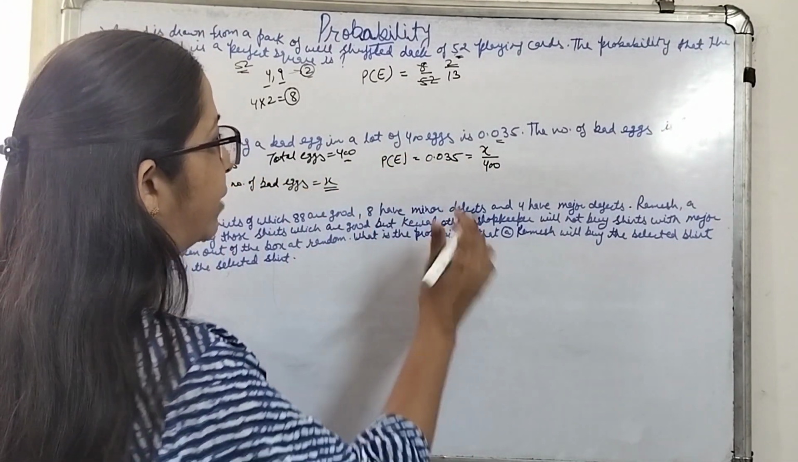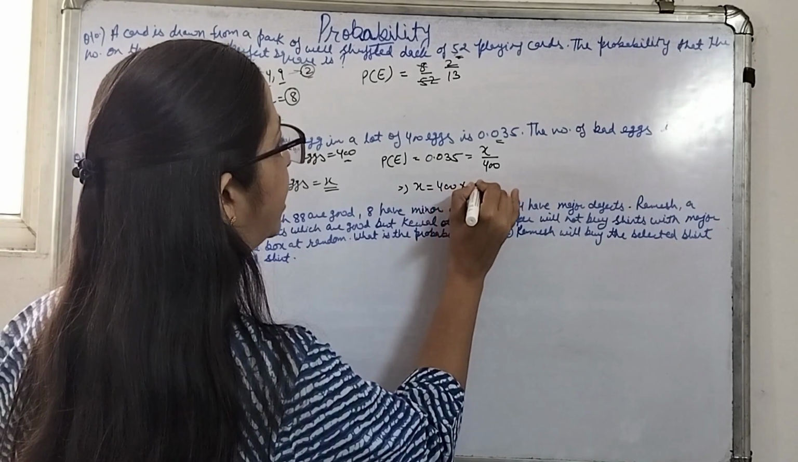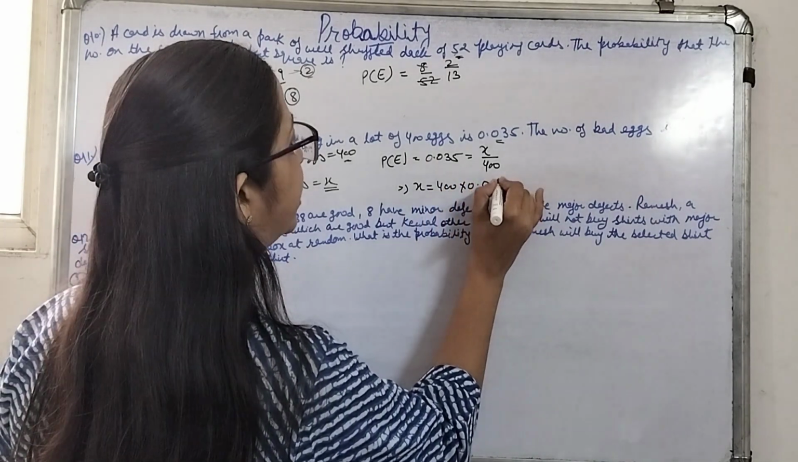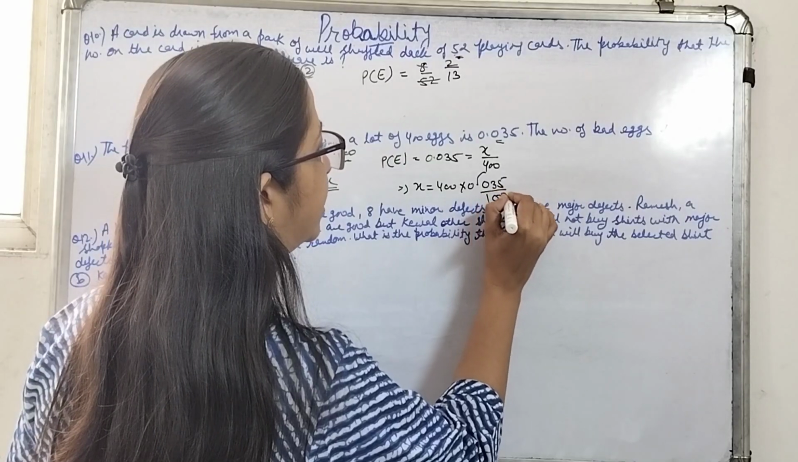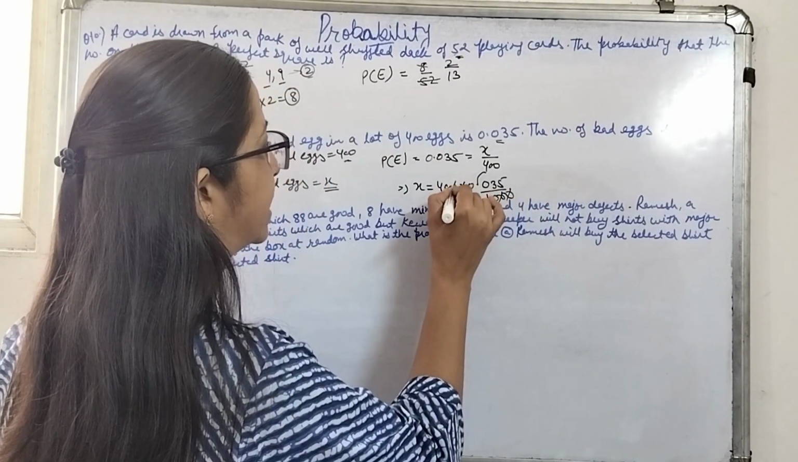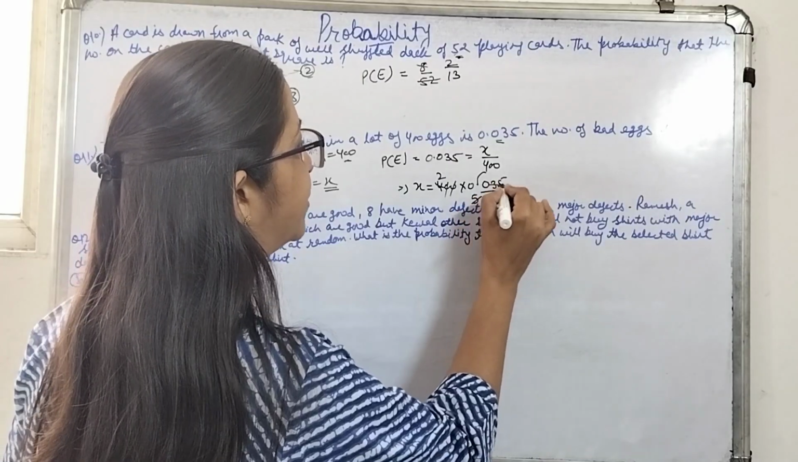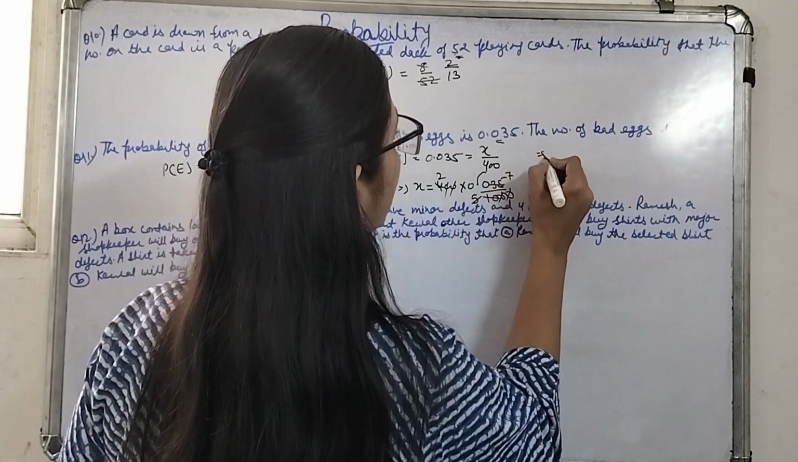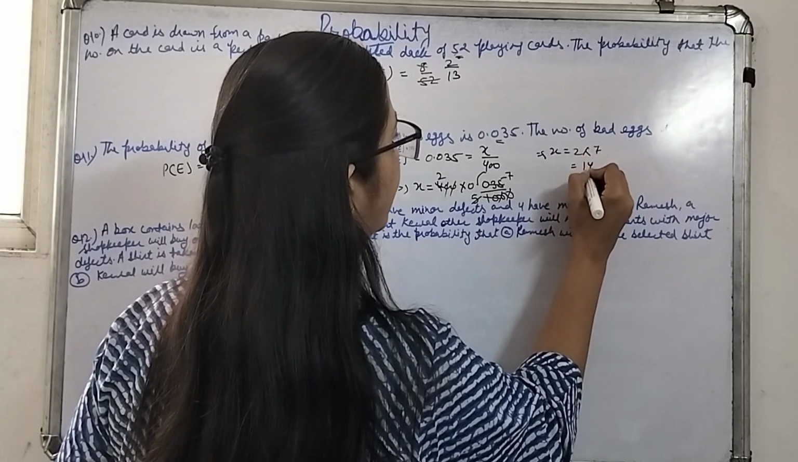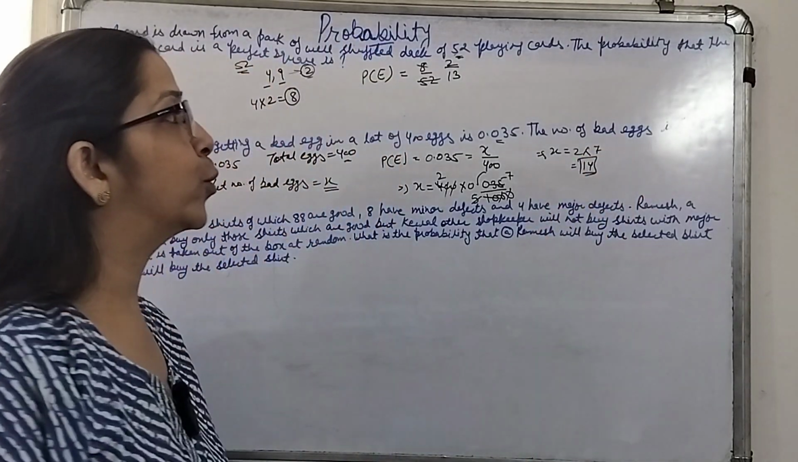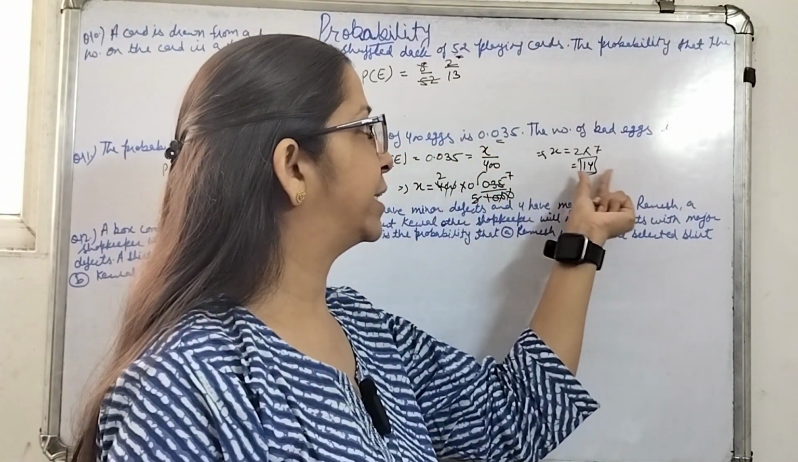So if we cross multiply, x will be 400 multiplied by 0.035. If we remove this decimal, 1000 will come in the denominator, 2 zeros cancelled, 2 2s are 4, 2 5s are 10, 5 7s are 35. So the value of x, that is the number of bad eggs, will be 2 multiplied by 7, or we can say total 14 bad eggs are there. Out of this 400, total 14 eggs are there which are bad.